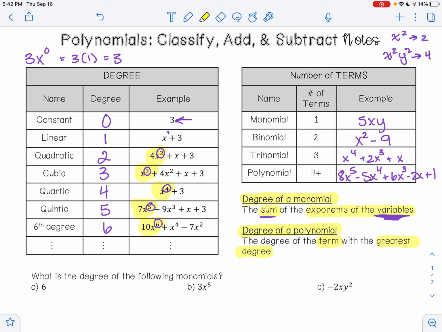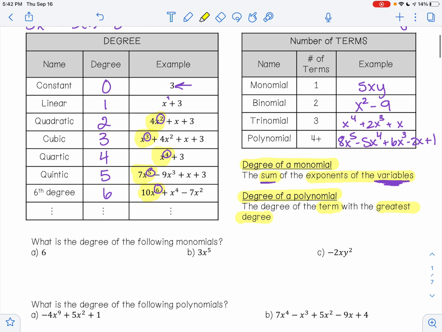So it says, what is the degree of the following monomials? If I look at example A, we have 6. 6 is a constant, which means its degree is 0. A 0 is a constant. It's because I have no variable. For this monomial, we have 3x to the 5th power. My exponent is 5. 5 is quintic.